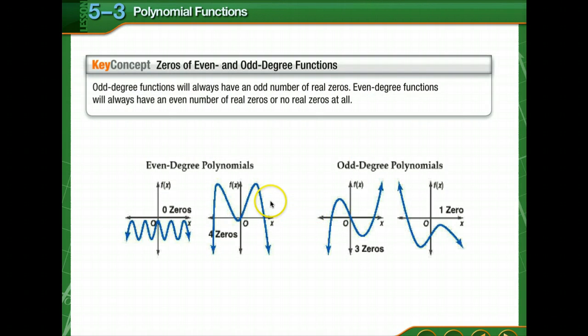Now the number of real zeros of a polynomial function can be determined by examining its graph. Recall that real zeros occur at x-intercepts. So this one has no zeros. It doesn't cross at all. This one has 1, 2, 3, 4 zeros because it crosses 4 times. This one has 3 zeros, 1, 2, 3. This one only has 1 zero, crosses the x, intercepts the x 1 time.